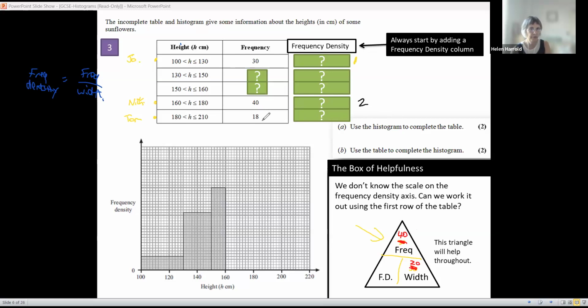And Tom, can you do this one? So you've got the class width, which is 180 to 210. So the class width is 30, and the frequency is 18. So you've got 18 divided by 30, which is whatever that is. What is that? So you've got 18 divided by 30 equals 0.6. Makes sense, Tom, or not?